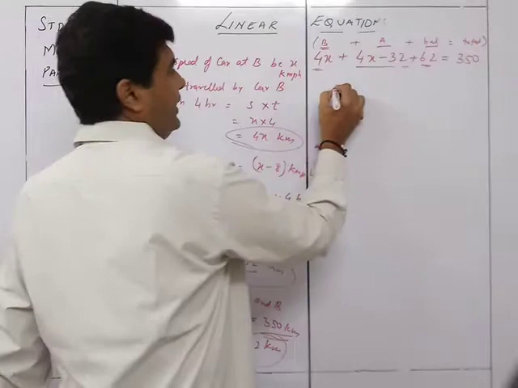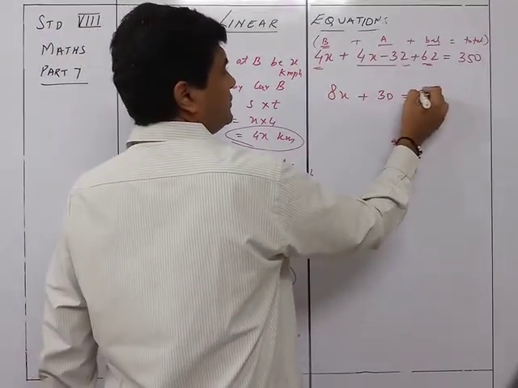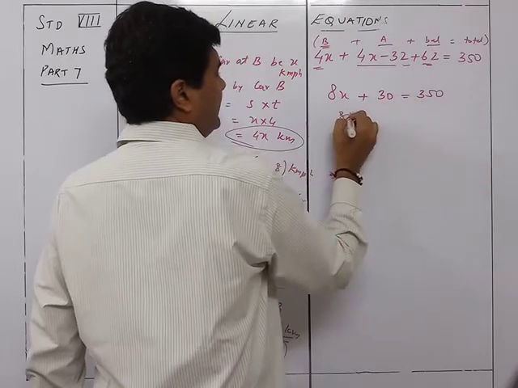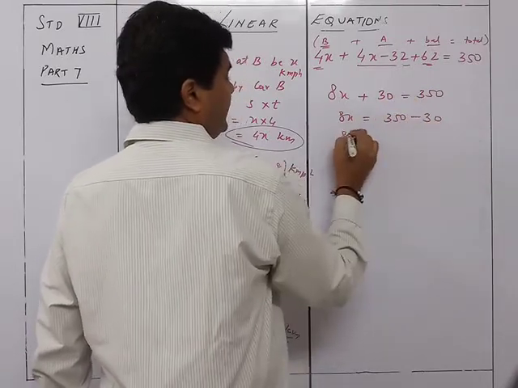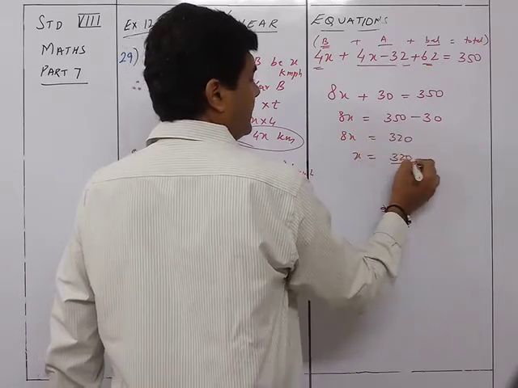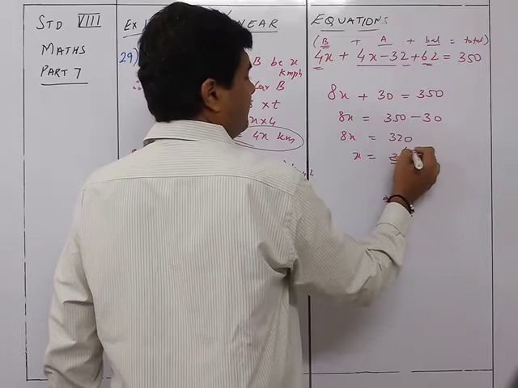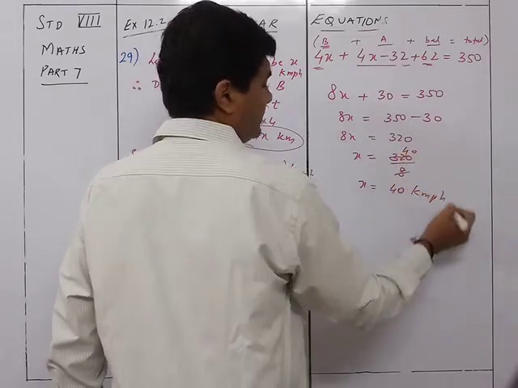So this gives you 8x plus this is 30 is equal to 350. So 8x is equal to 350 minus 30. So 8x is equal to 320. x is equal to 320 upon 8. So that will be 40. So x is equal to 40 kilometers per hour.